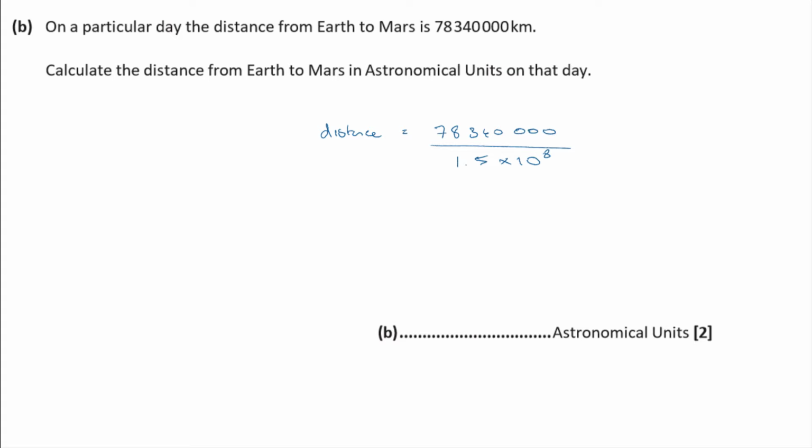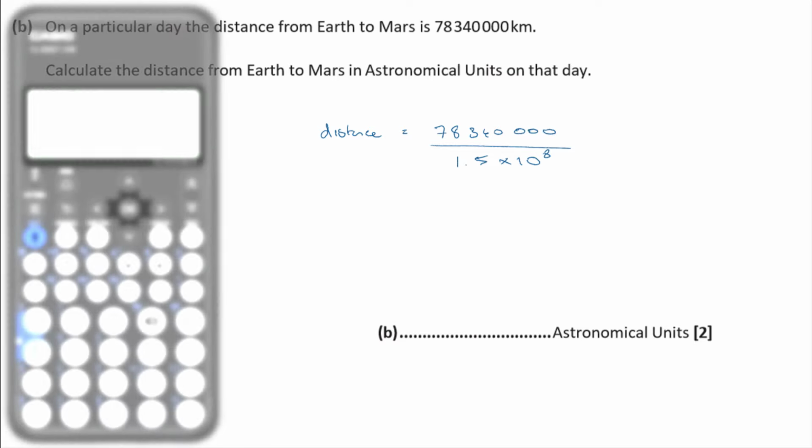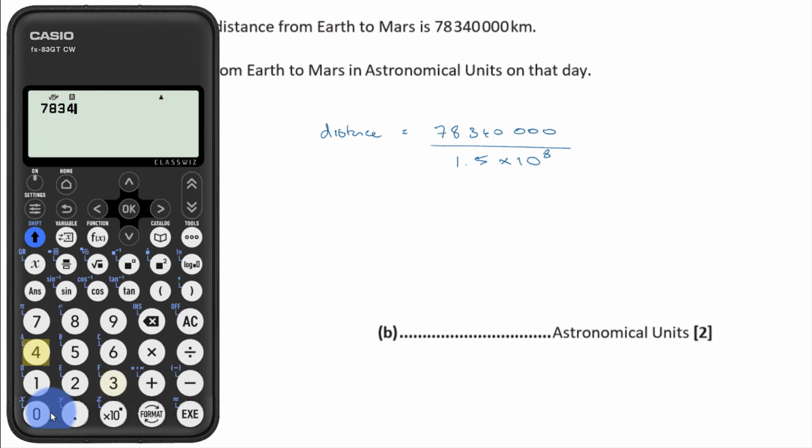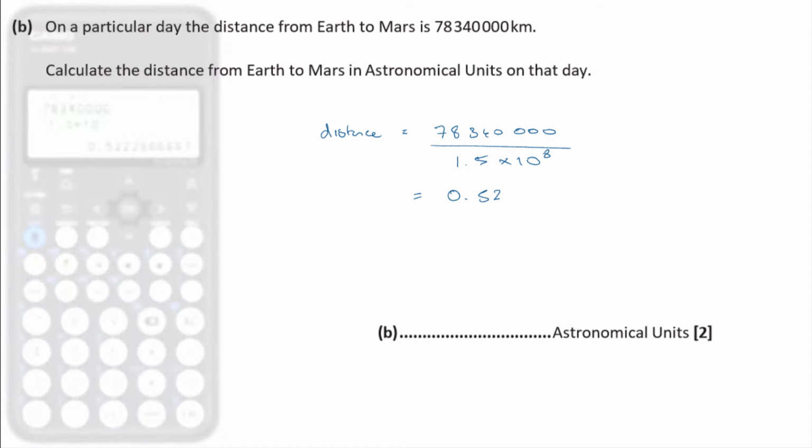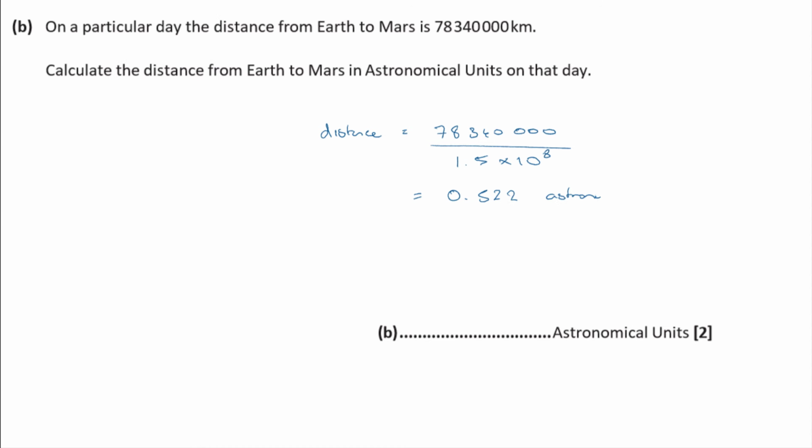So 78,340,000 divided by, then I'm going to put in 1.5, press the exponent key, and then put in the power of 8 and see what that comes out as. I make that 0.52, and change. I'm going to write it down to three significant figures, I think. So that's 0.522 astronomical units. Okay, so that's what my answer is, 0.522.